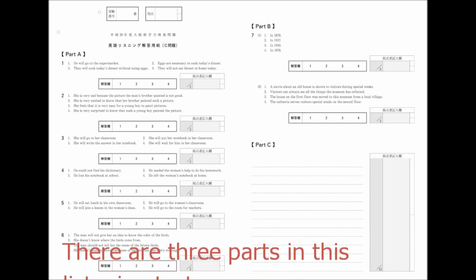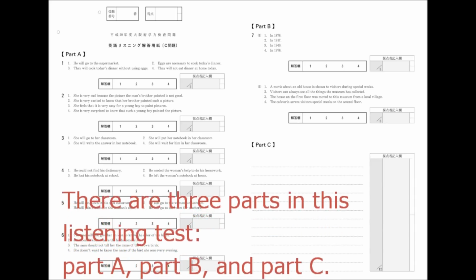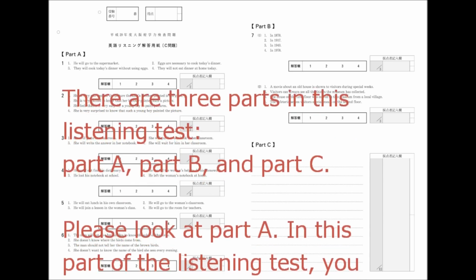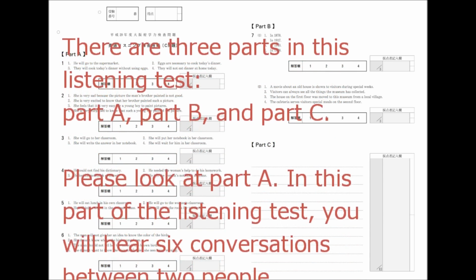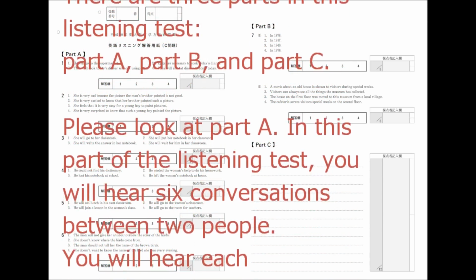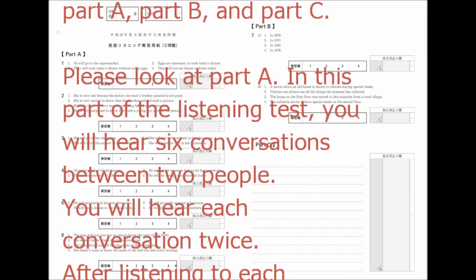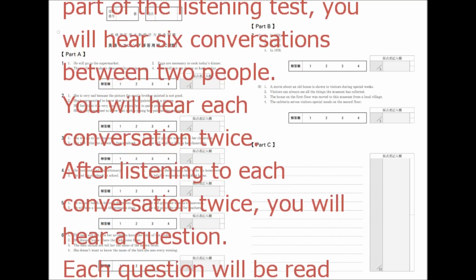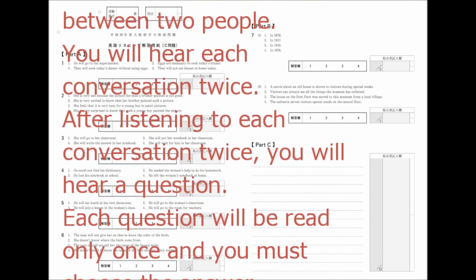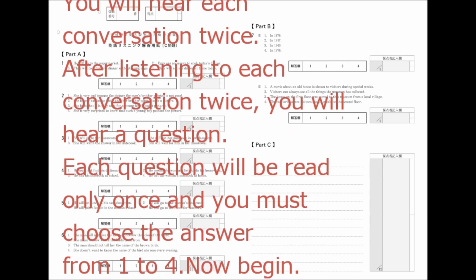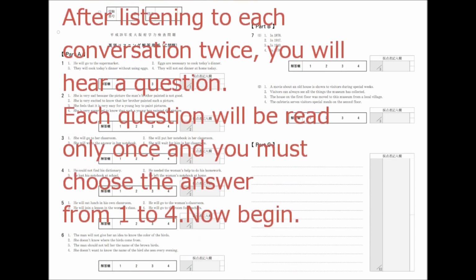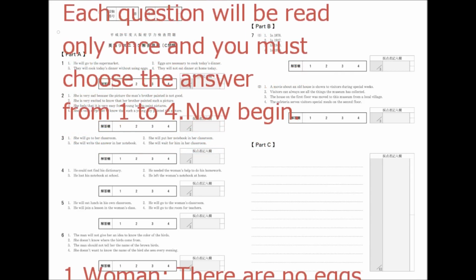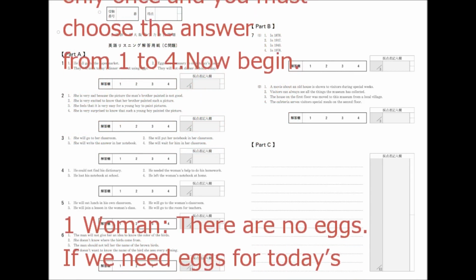There are three parts in this listening test, part A, part B, and part C. Please look at part A. In this part of the listening test, you will hear six conversations between two people. You will hear each conversation twice. After listening to each conversation twice, you will hear a question. Each question will be read only once, and you must choose the answer from 1, 2, 3, 4.